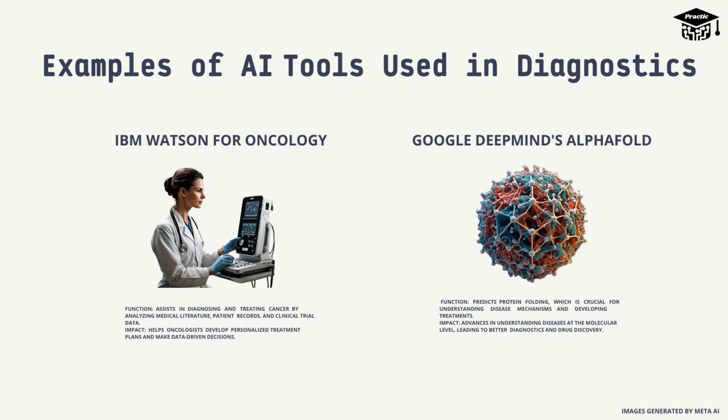Function: assists in diagnosing and treating cancer by analyzing medical literature, patient records, and clinical trial data. Impact: helps oncologists develop personalized treatment plans and make data-driven decisions. Google DeepMind's AlphaFold. Function: predicts protein folding, which is crucial for understanding disease mechanisms and developing treatments. Impact: advances in understanding diseases at the molecular level, leading to better diagnostics and drug discovery.